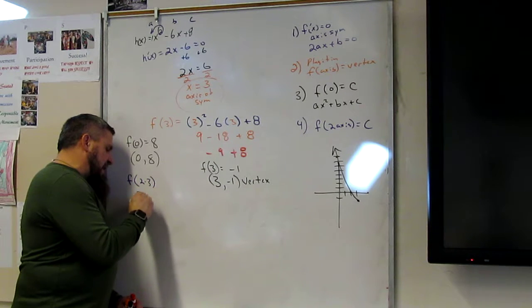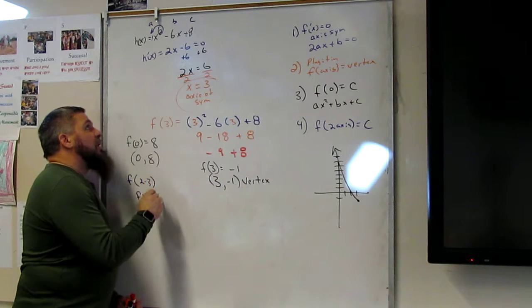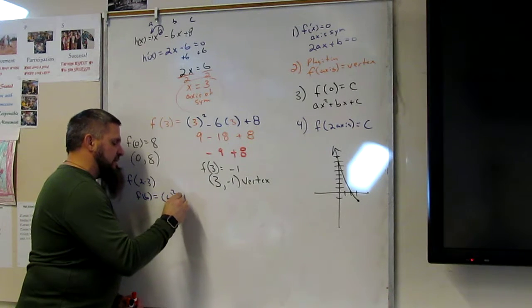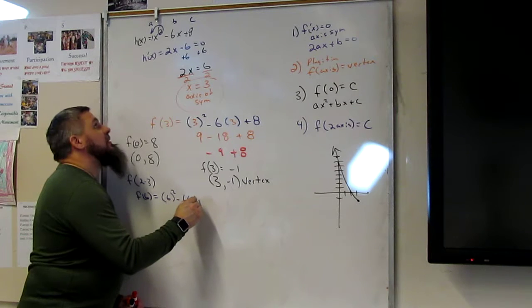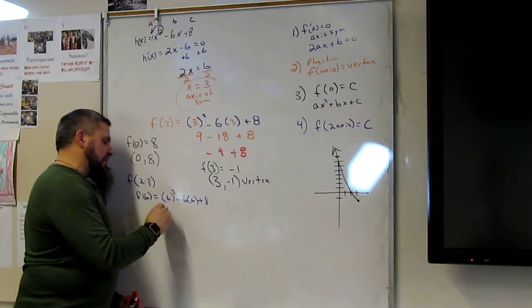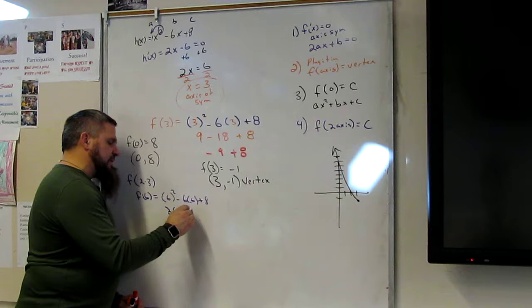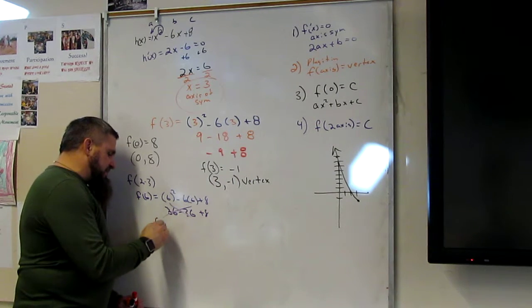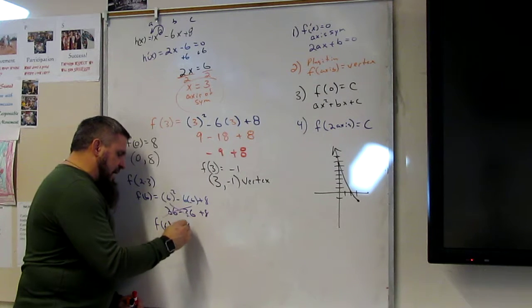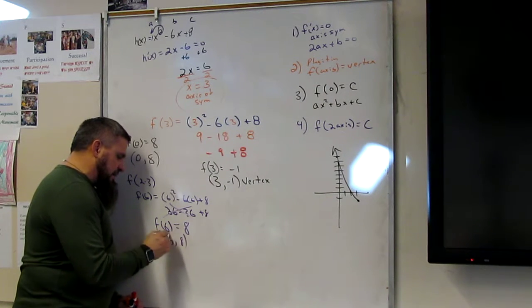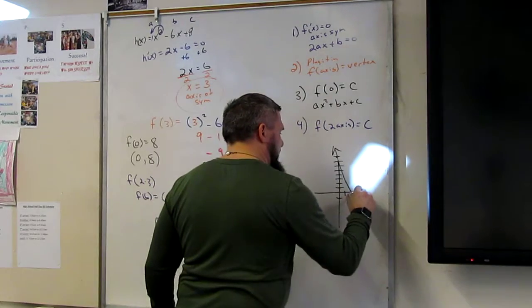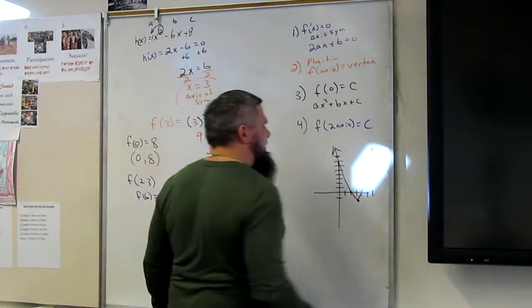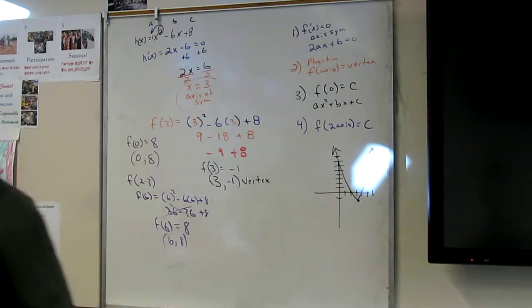So f of 6 is equal to, we got 6 squared, 36, minus 6 times 6 plus 8. So that's 36 minus 36 plus 8. So we got 8. So f of 6 is equal to 8. So we got 6 and 8. So at 6, 3, 4, 5, 6, and 8. And that's our graph.